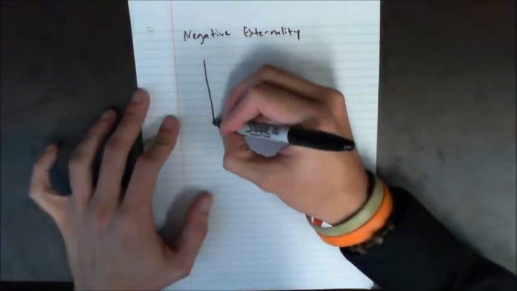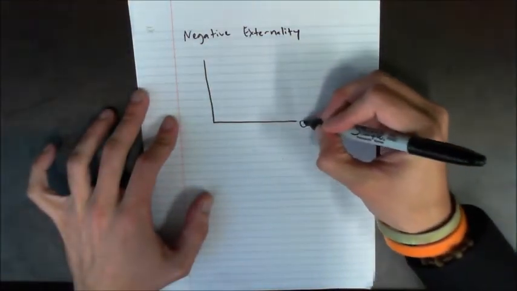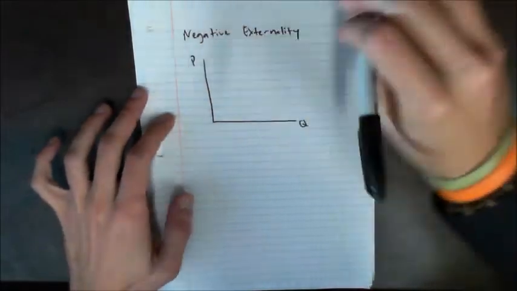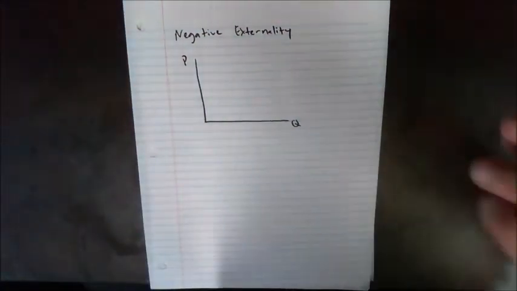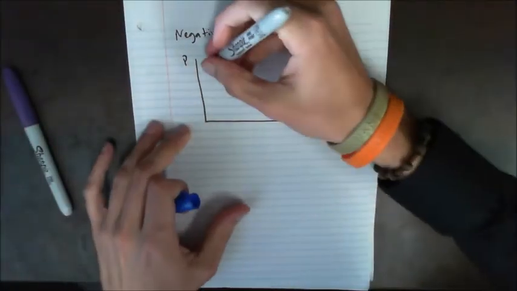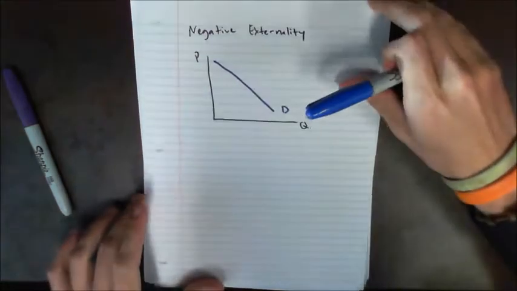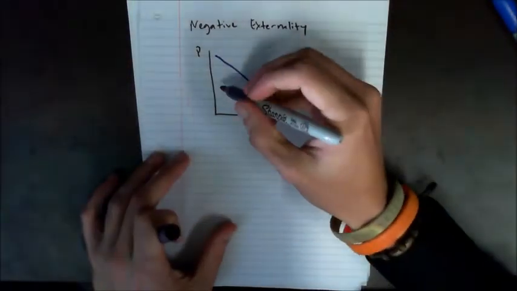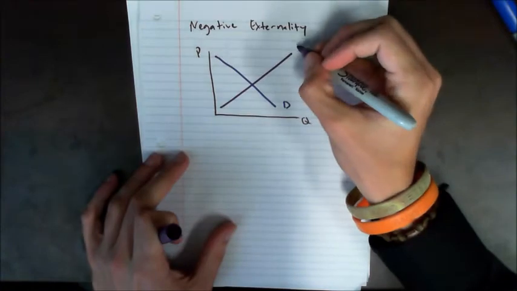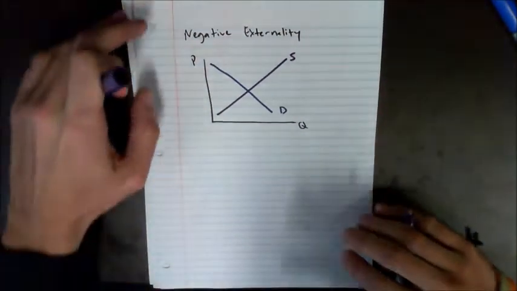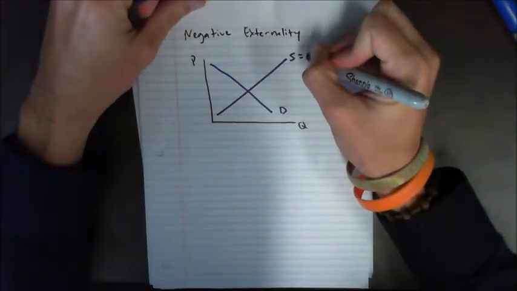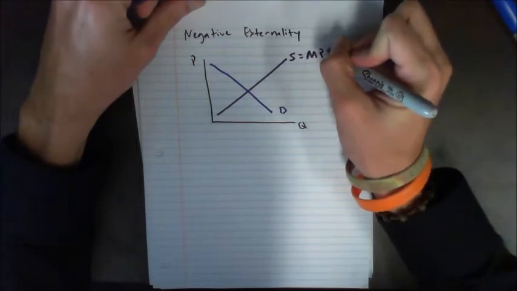Now here we'll draw a simple supply and demand curve. We'll draw this demand in blue here. Here's my demand curve and my supply curve, we'll say is right over here. Now this is the supply curve, and we'll also say this is equal to what we call MPC.